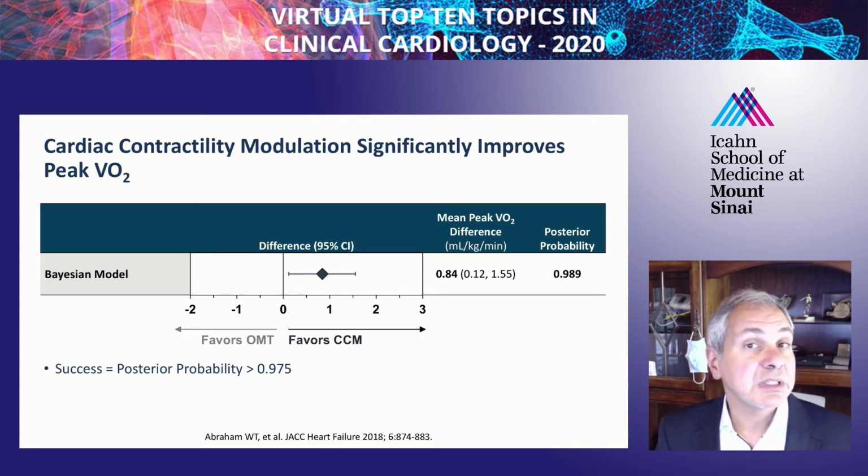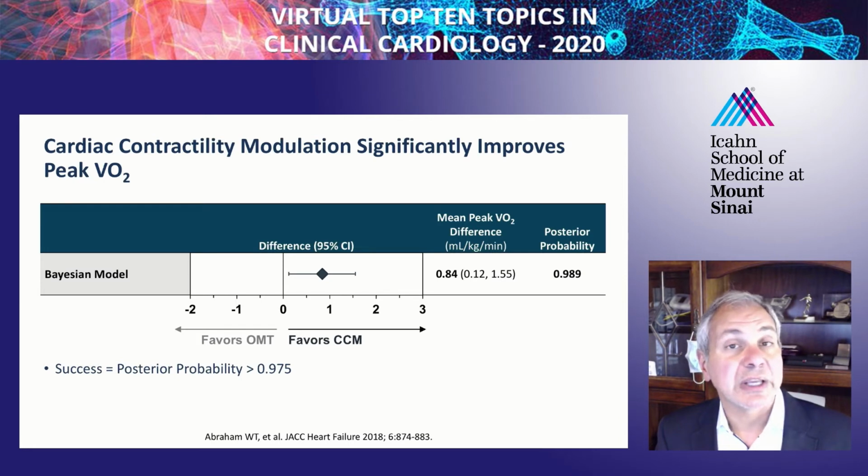To put this into some clinical context, exercise training for patients with HFrEF improves peak VO2 on average by about 0.5 ml per kilogram per minute, and cardiac resynchronization therapy improves peak VO2 in patients with wide QRS complexes on average by about 0.8 to 1.0 ml per kilogram per minute. So this finding compares very favorably to other approaches and other device-based therapies for the treatment of heart failure.